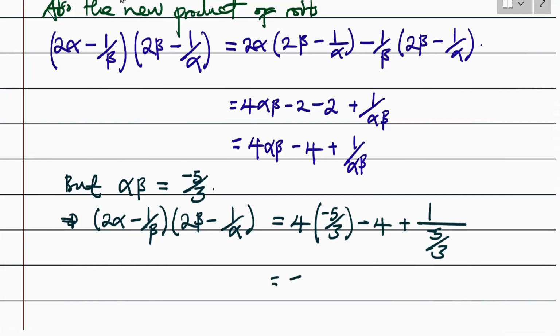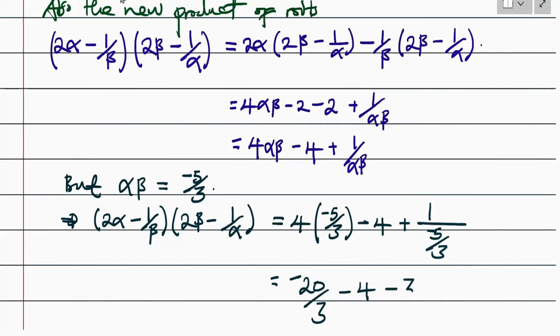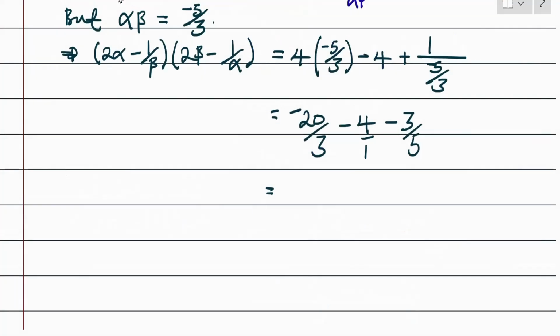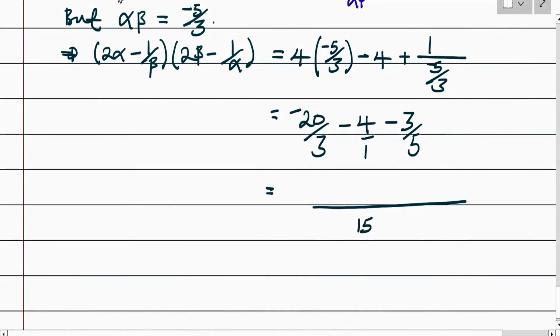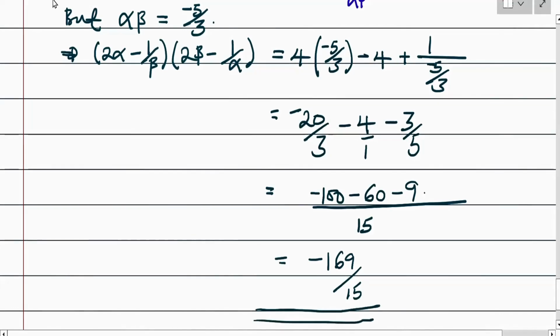So here we are having negative 20 divided by 3 minus 4 minus, so this one is becoming 3 out of 5. This implies that our LCM of 3, 1 and 5 is 15. Then 15 divided by 3 giving us 5. 5 times negative 20 giving us negative 100, minus 15 divided by 1 we get 15. Then times negative 4 giving us 60, minus 15 divided by 5 we get 3. Then 3 times 3 we get 9. So this is the same as negative 169 divided by 15. So this becomes our product of the new roots.